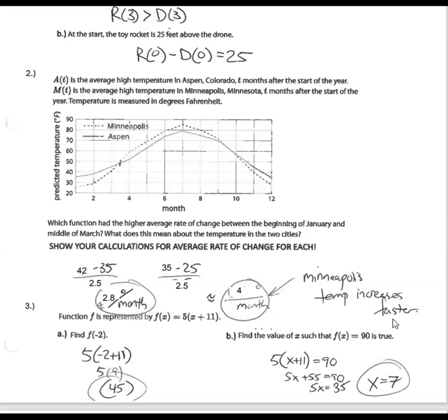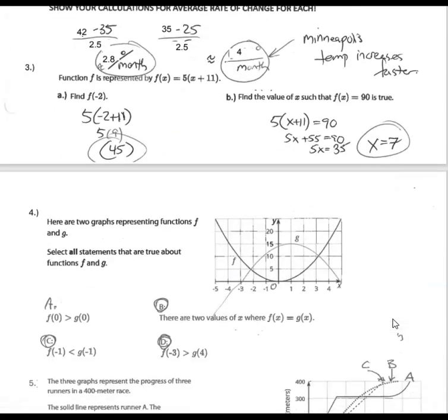The next one is asking what is the value of x that would make this true. So on this one, I distributed in the 5 to get 5x plus 55 equals 90. I subtracted away 55, which left me with 35. And when I divided by 5, I got 7. So that should work. 18 times 5, let me check in the calculator, 18 times 5 is 90. So that would be the correct value of x.